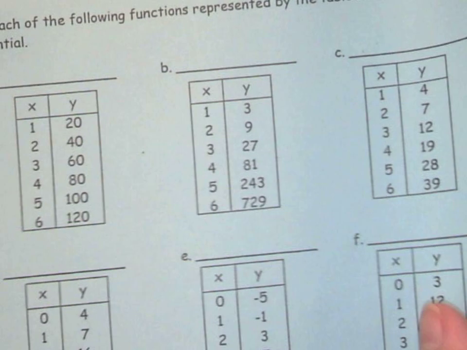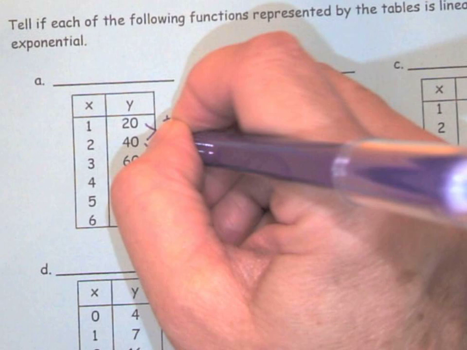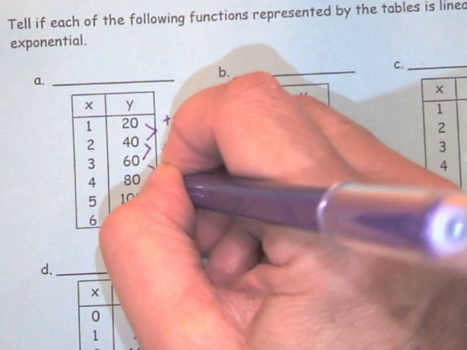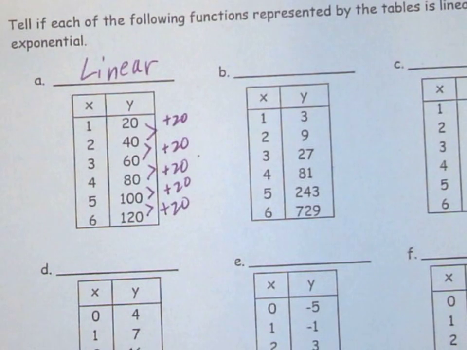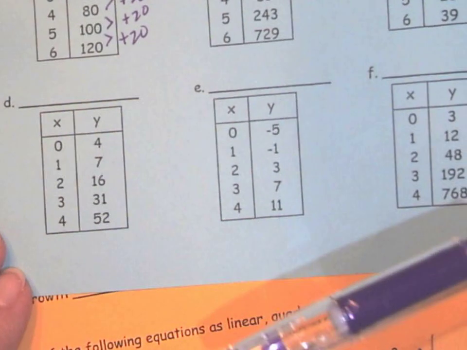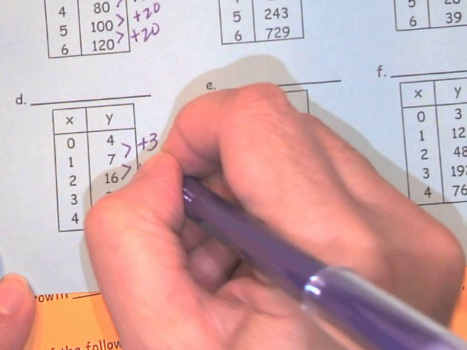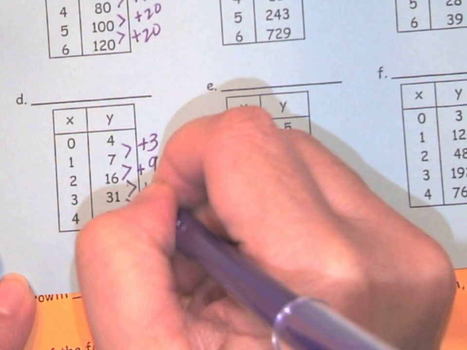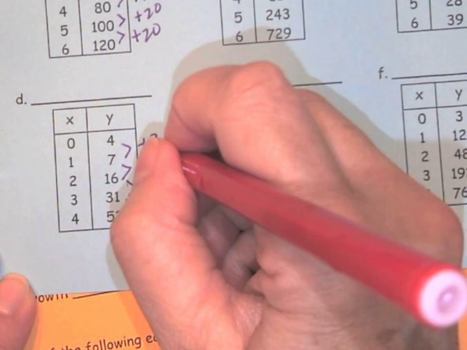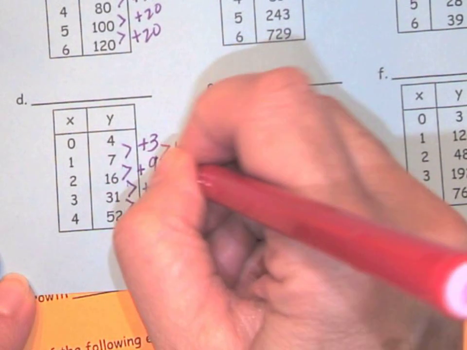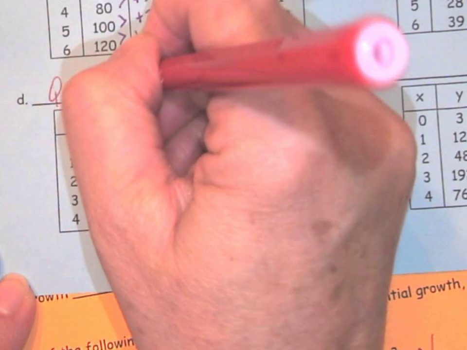Now let's look at the table. We did tables and we knew that if it adds or subtracts by the exact same amount every time, that's linear. So this one adds 20 every time. It's linear. Then we looked at this one's adding: add 3, add 9, add 15, add 21. That's not the same though, so it's not linear. But if we looked at the second difference, look at the difference between these. I'm adding 6, adding 6, adding 6. When the second difference is the same, that is quadratic.